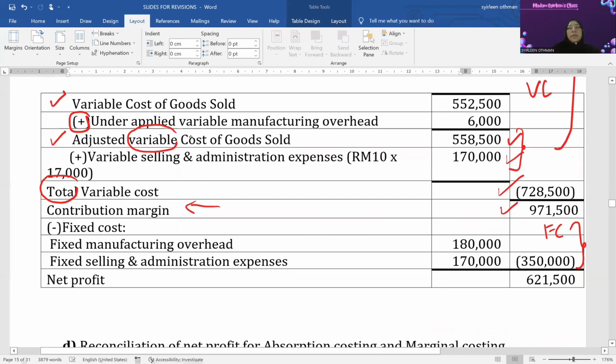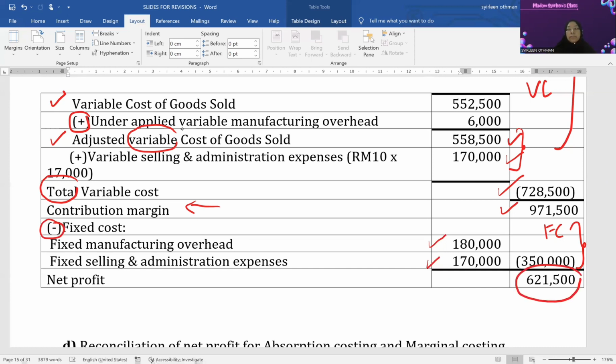So once you got your contribution margin, kita akan minus dengan semua fixed cost yang ada dalam soalan. Okay, so when I said semua fixed cost, that means semua fixed yang berlaku di factory and semua fixed cost yang berlaku di office. That is your period cost. So this is your fixed MOH and this is your fixed selling and admin. So we add up these two, we'll get your net profit of 621,500 ringgit.